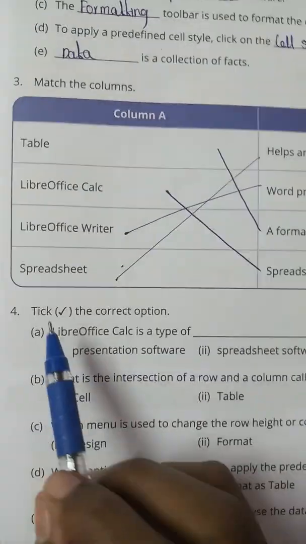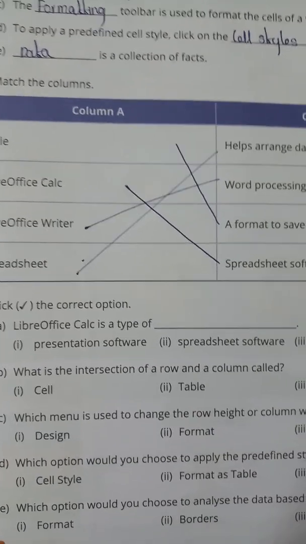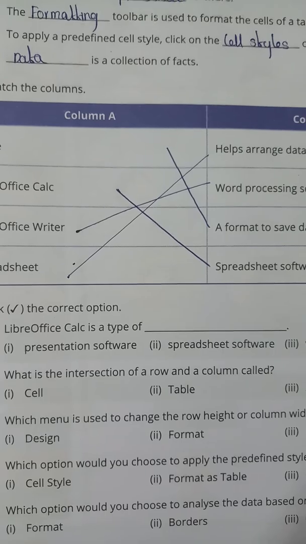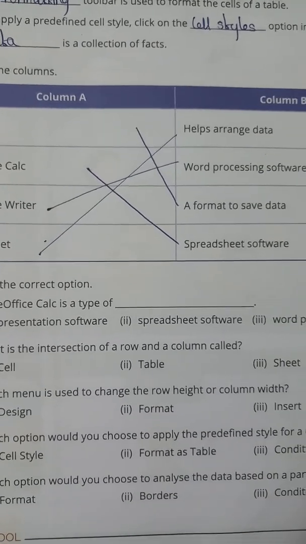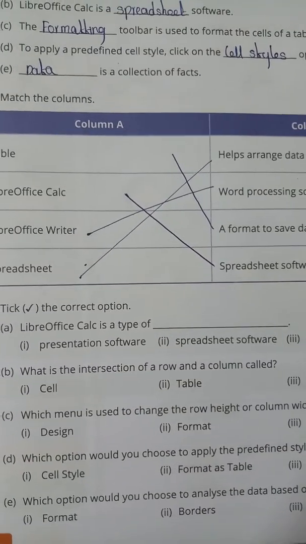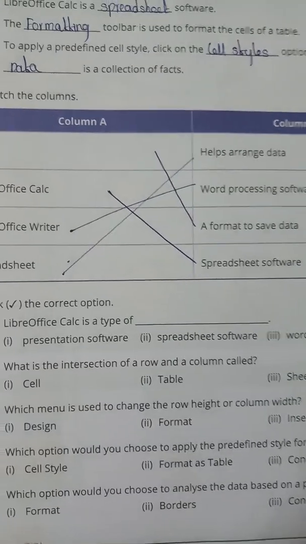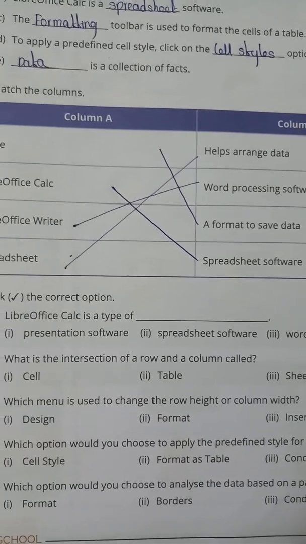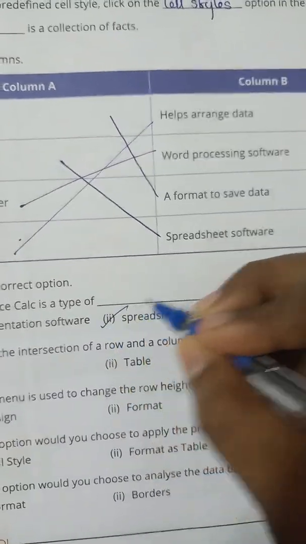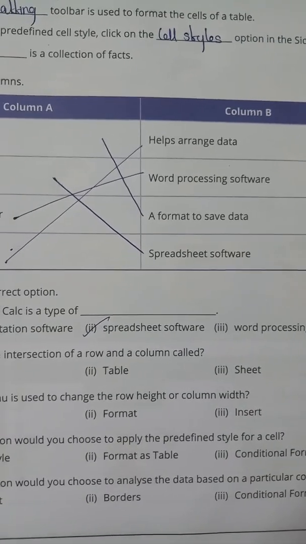Last one, tick the correct option. LibreOffice Calc is a type of dash. The options are presentation software, spreadsheet software, word processing software. For presentation software, we use LibreOffice Impress. Spreadsheet software is Calc, so LibreOffice Calc is a type of spreadsheet software. And word processing software is LibreOffice Writer.